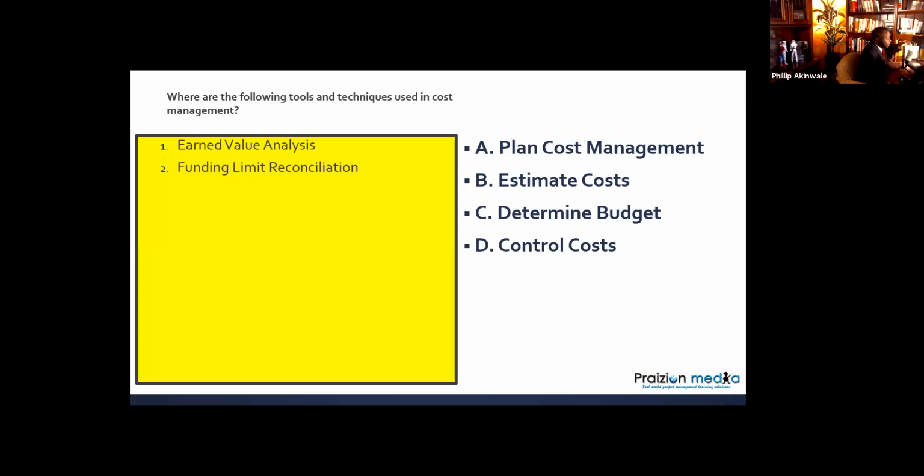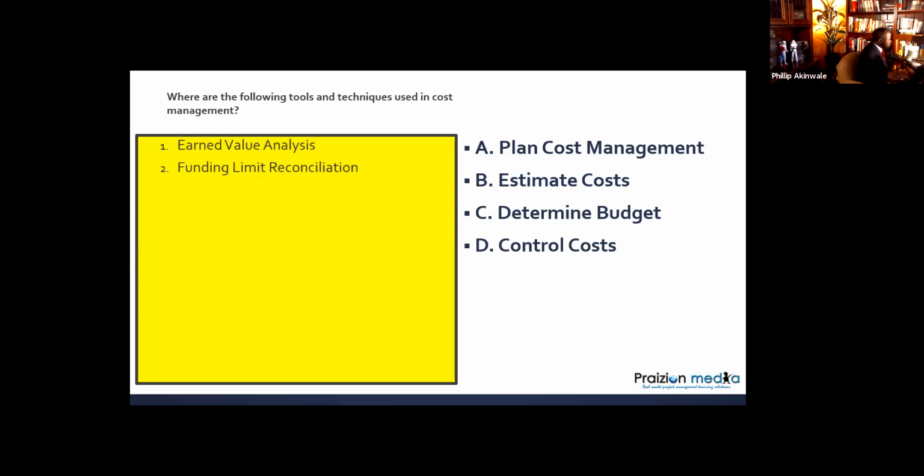You said you need to spend 5 million in month one. Guess what? You're going to have to spread out whatever those cost expenditures are. So if it's the cost of a resource, like a machine, you might have to buy that in a different month, maybe in advance. Or if it is human resource costs, you're going to have to spread that out, elongate the schedule, or move them to some months where there's not that much expenditure. But the funding limit reconciliation is a tool and technique of determine budget. Okay? Well done. I am glad we are learning something.